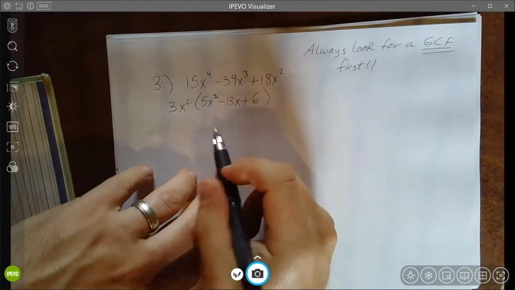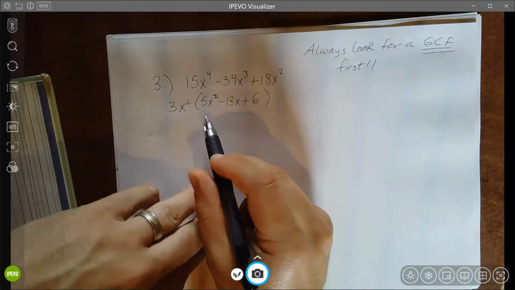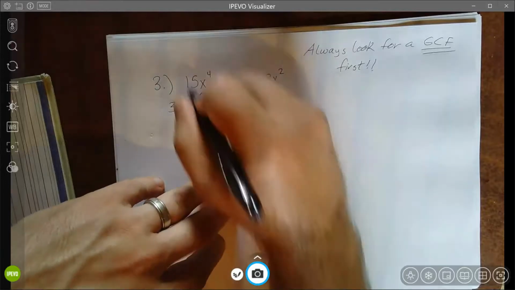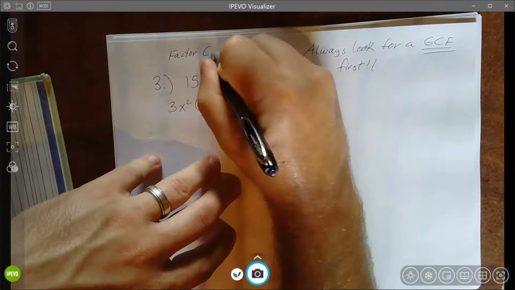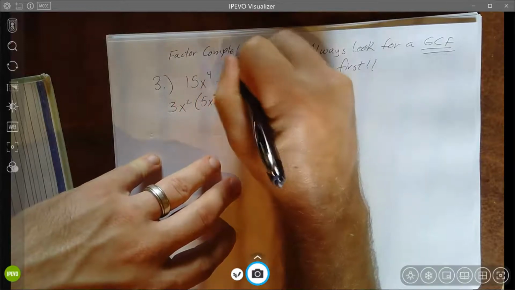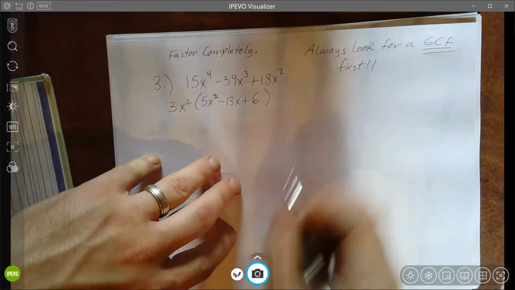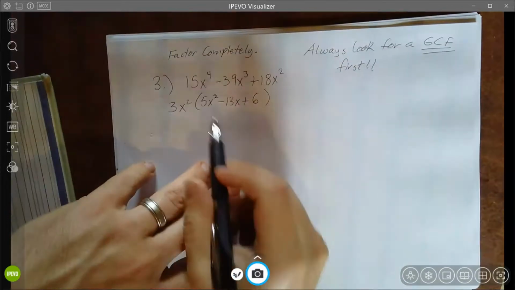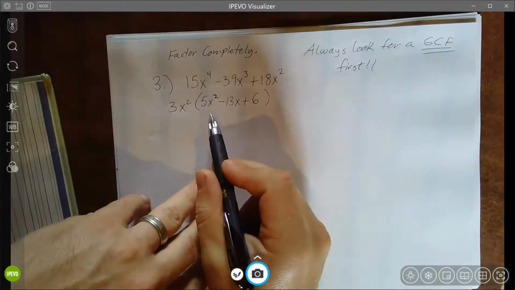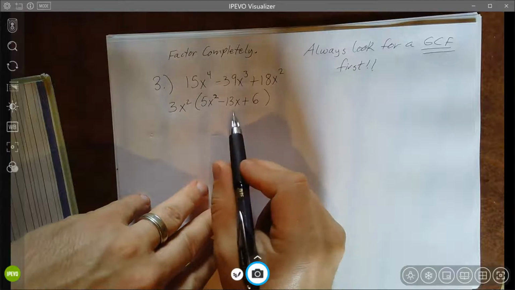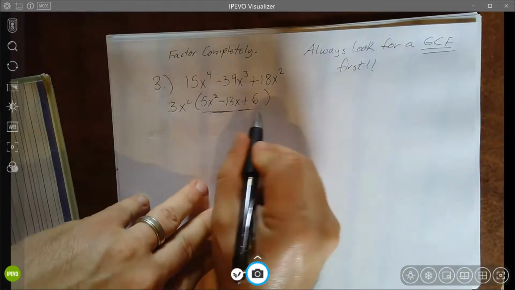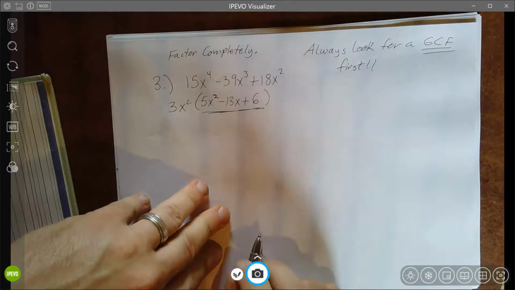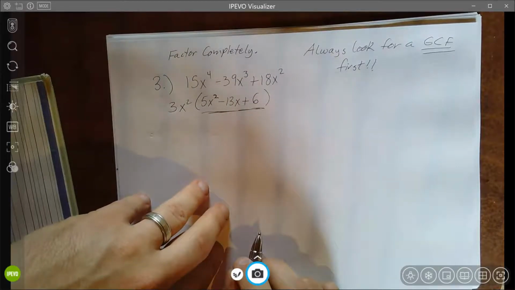Okay, so we have factored out a GCF. That was a good first step. But we should always look to factor completely. In other words, after I've done one kind of factoring, look at it again and start over and say, well, can I factor this some more? Like in this problem, can I factor this part more? And the answer is yes.